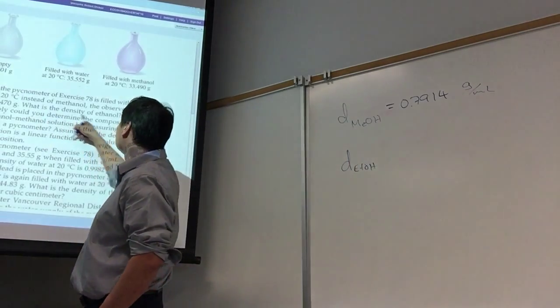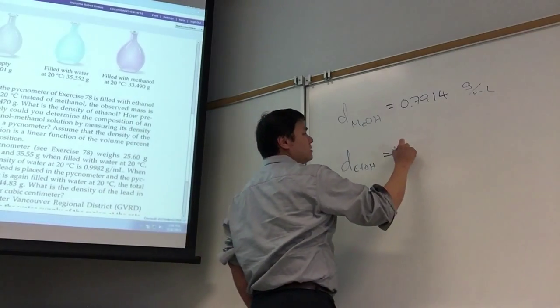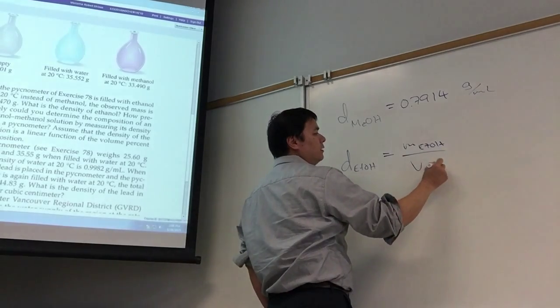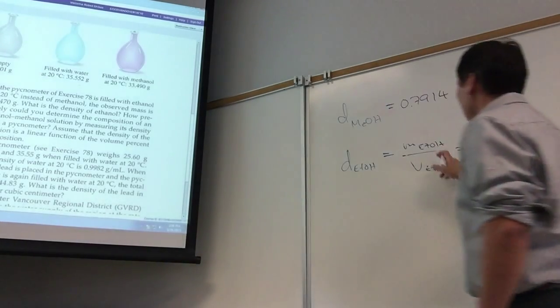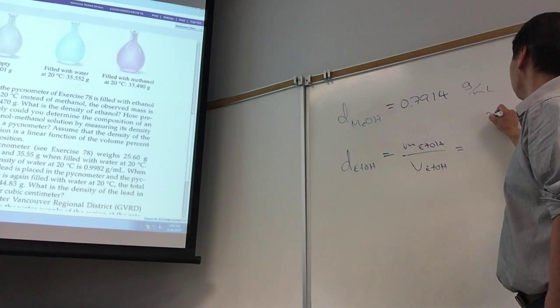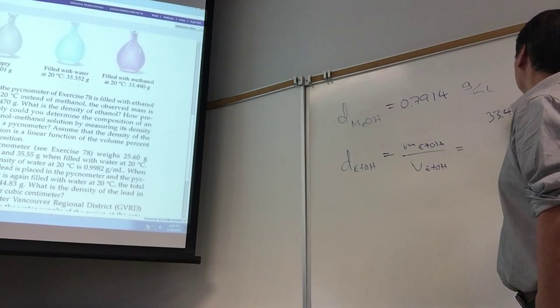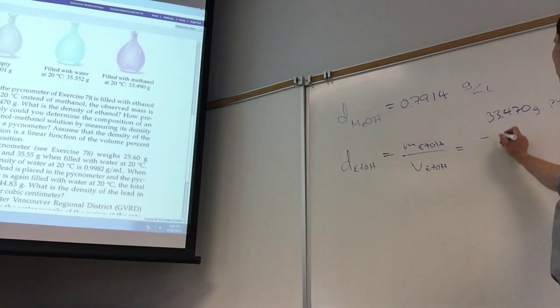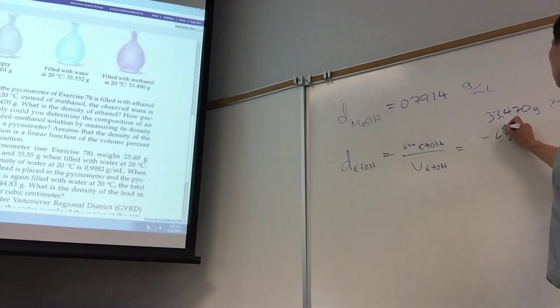Now, what is the density of ethanol? Well, the density of ethanol is just the mass of ethanol divided by the volume of ethanol. And the volume is given by the pycnometer. The mass of ethanol is 33.470 grams. But this isn't just ethanol. As we saw, this is a pycnometer plus ethanol. And then we subtract the mass of the pycnometer, which is 25.601 grams. And then we end up with the mass of the ethanol.